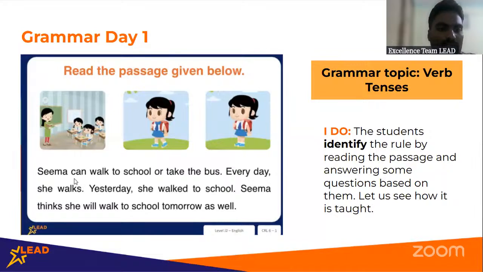So what's been given here? Seema can walk to school or take the bus. Every day she walks, right? Yesterday she walked to school. Seema thinks she will walk to school tomorrow as well. So this is what has been given here.